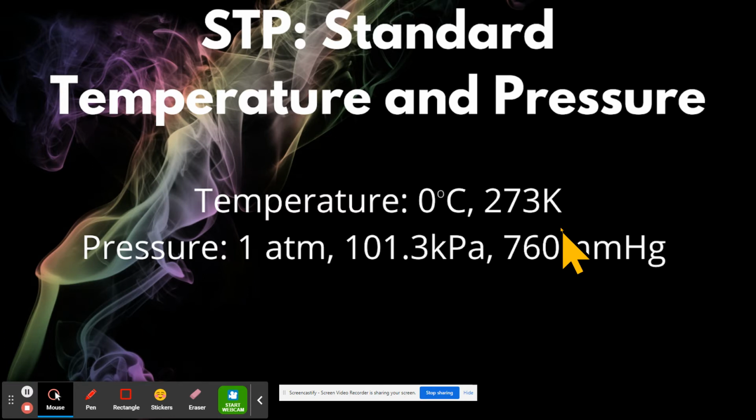Let's focus on the first 3. So let's write that down. So we need to look at pressure, volume, and temperature. Let's find out the relationship between these 3 variables. All right. Let's start with pressure and volume.